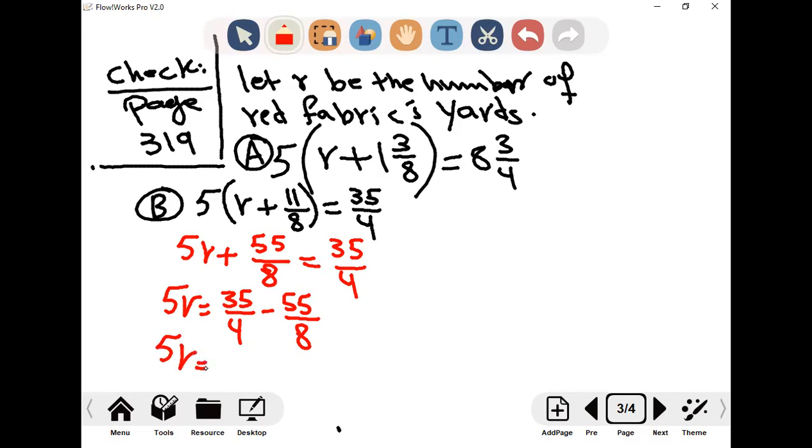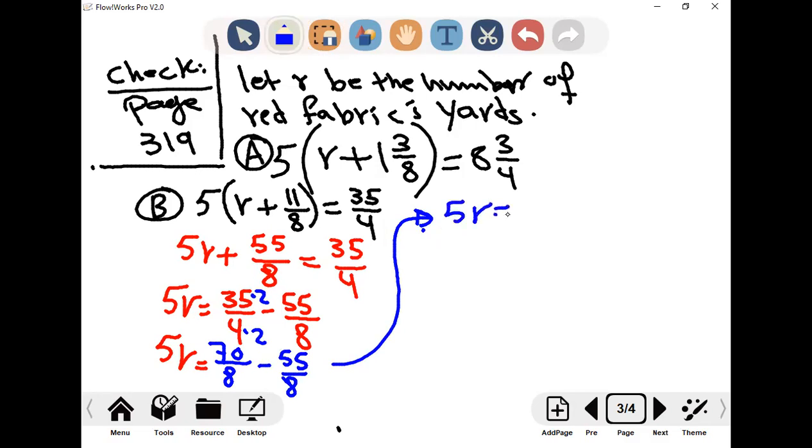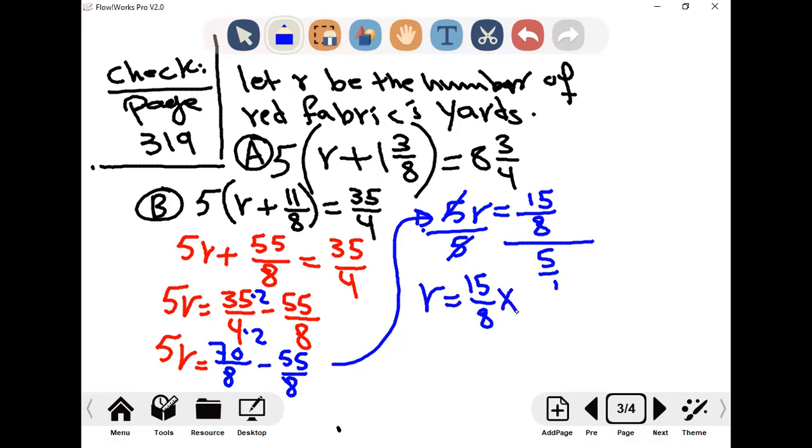So here 5R. Now here 4, here 8. We cannot subtract. Multiply by 2 up and down here. This will be 70 over 8 minus 55 over 8. This is equal 5R. 5R equals 70 minus 55, 15 over 8. Now I will divide both sides by 5. So R will be 15 over 8 times 1 over 5. We cross the 5 with the 15, it will be 3 over 8.